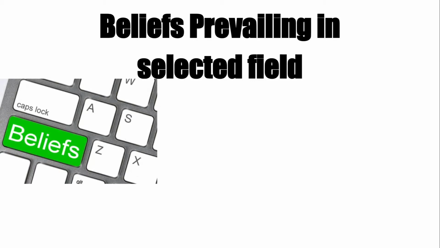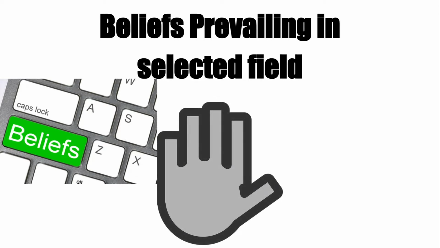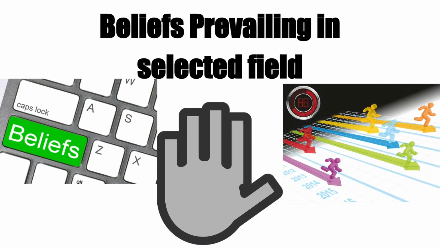Beliefs prevailing in selected field. Sometimes it is found that some strong beliefs prevail in the chosen field of research. People working in the area ignore such beliefs. Such assumptions provide the basis for formulating hypotheses when a researcher attempts to conduct research to challenge such assumptions.